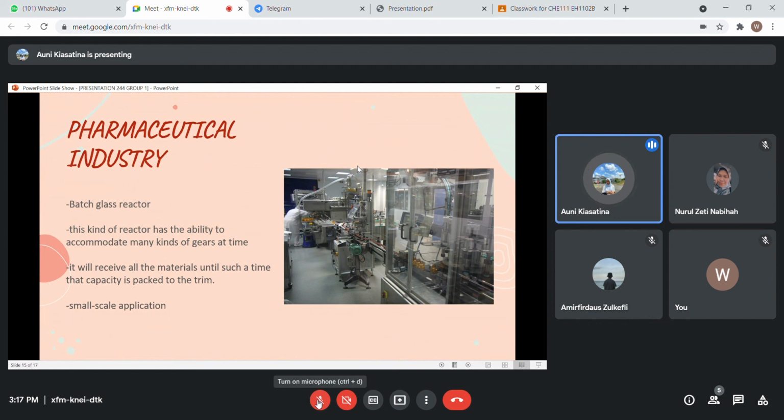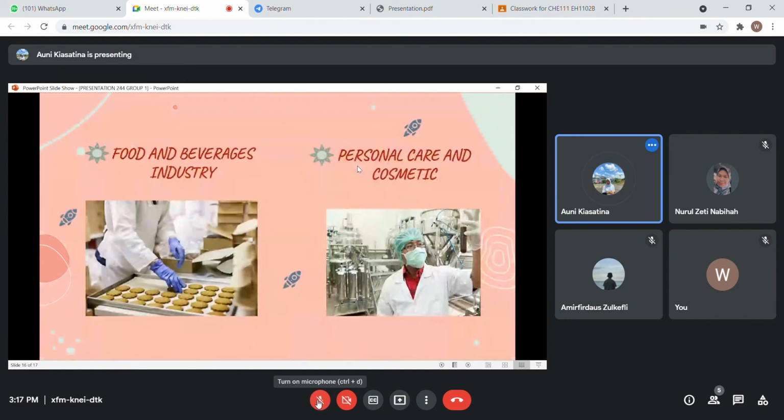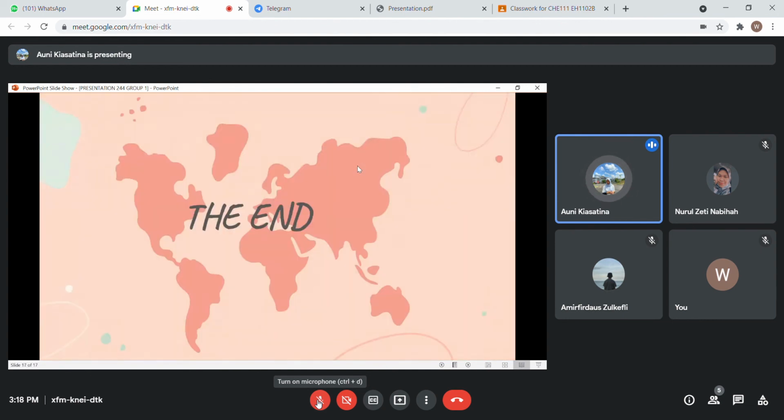Like what was said earlier, the characteristic of the batch reactor is small scale application, which produces a small scale of product. The food and beverage industry and personal care and cosmetic industry also use the batch reactor for making their products. So that's all from us. Thank you.